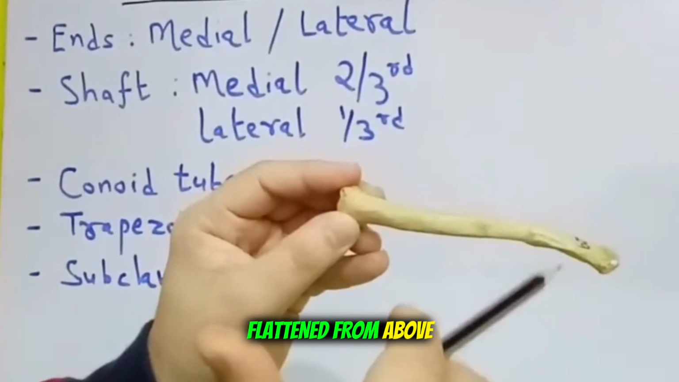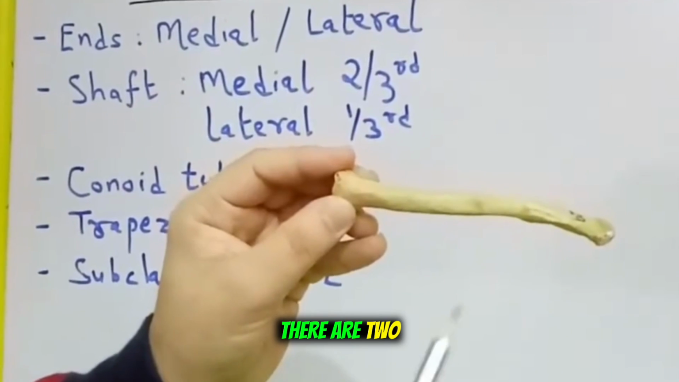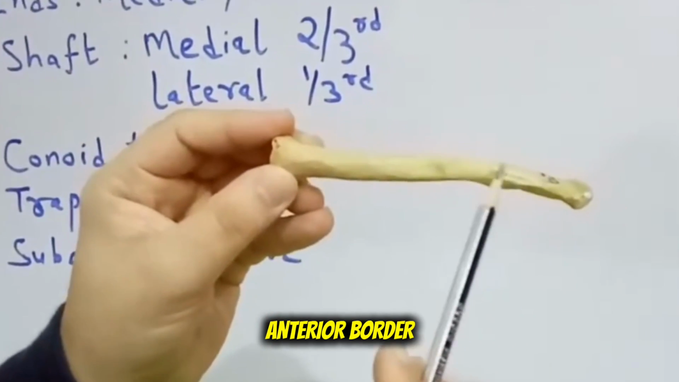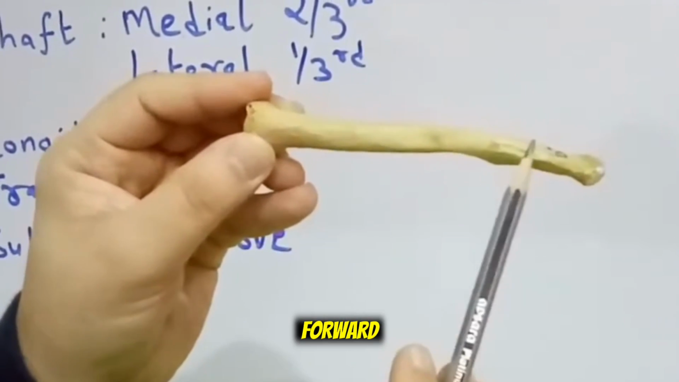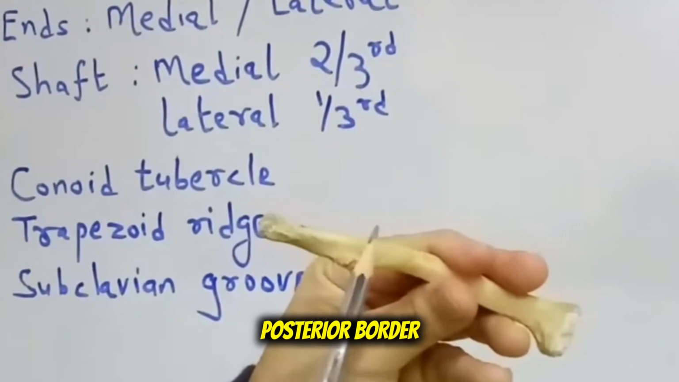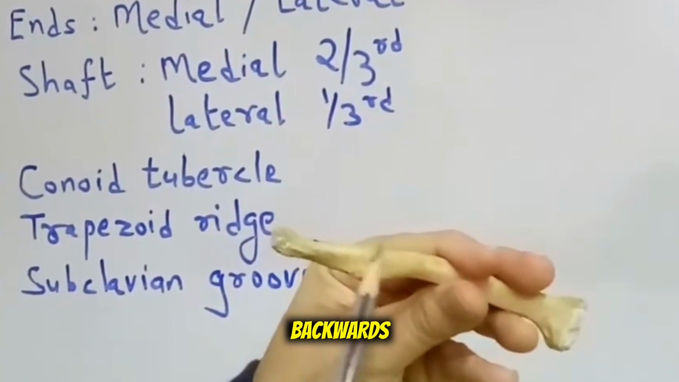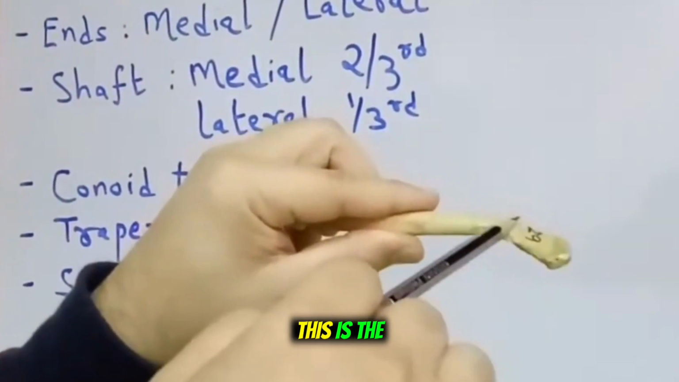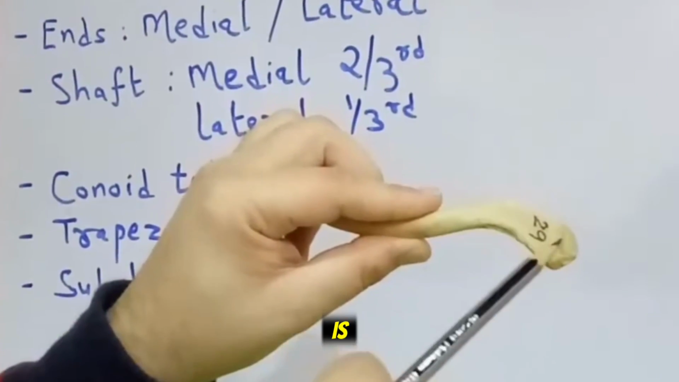Whereas the lateral 1/3 of the shaft is flattened from above downwards, so that there are two borders: the anterior border, which is concave forward, and this is the posterior border, which is convex backwards. This is the superior surface, which is subcutaneous.